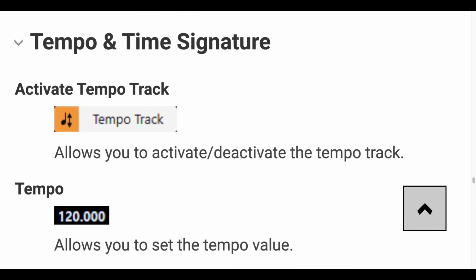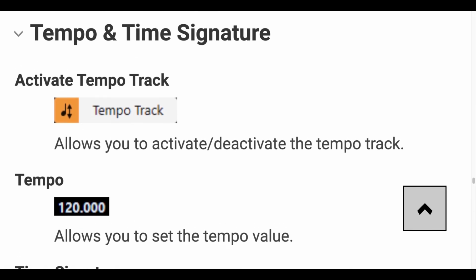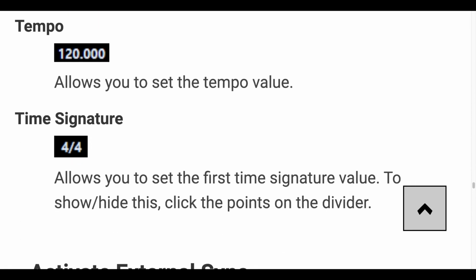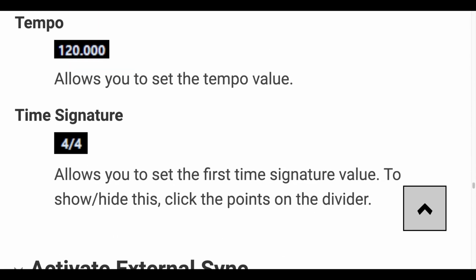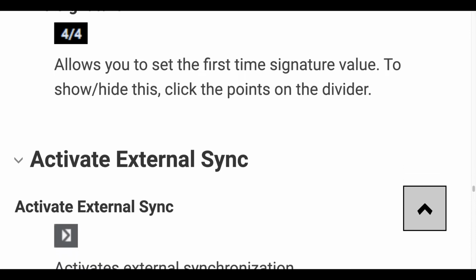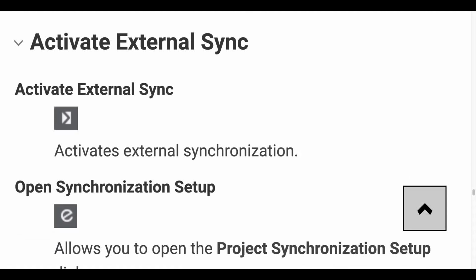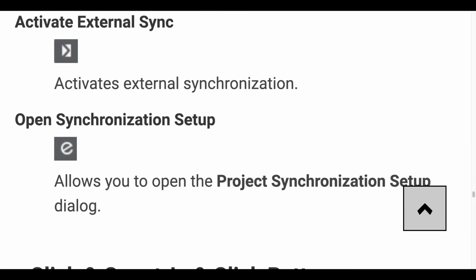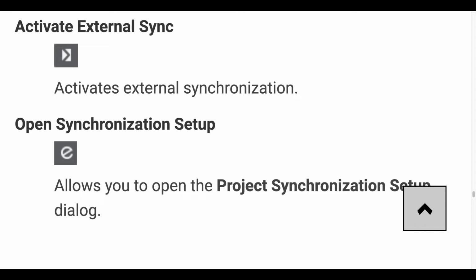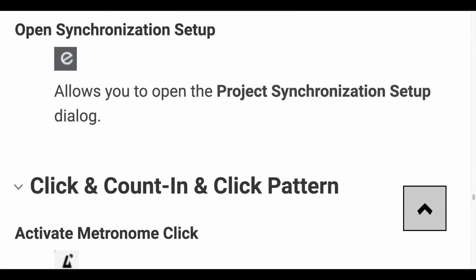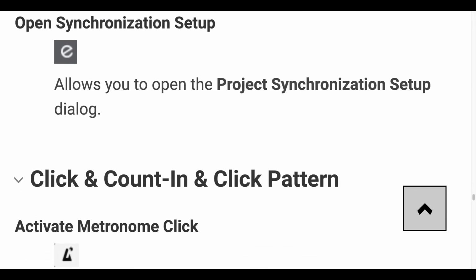Tempo and time signature. Activate tempo track allows you to activate or deactivate the tempo track. Tempo allows you to set the tempo value. Time signature allows you to set the first time signature value. To show or hide this, click the points on the divider. Activate external sync. Activate external sync activates external synchronization. Open synchronization setup allows you to open the project synchronization setup dialog.